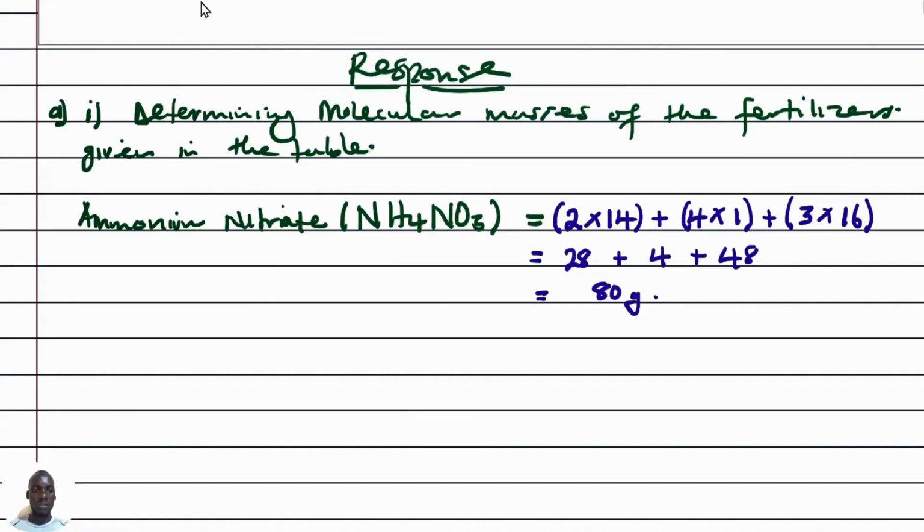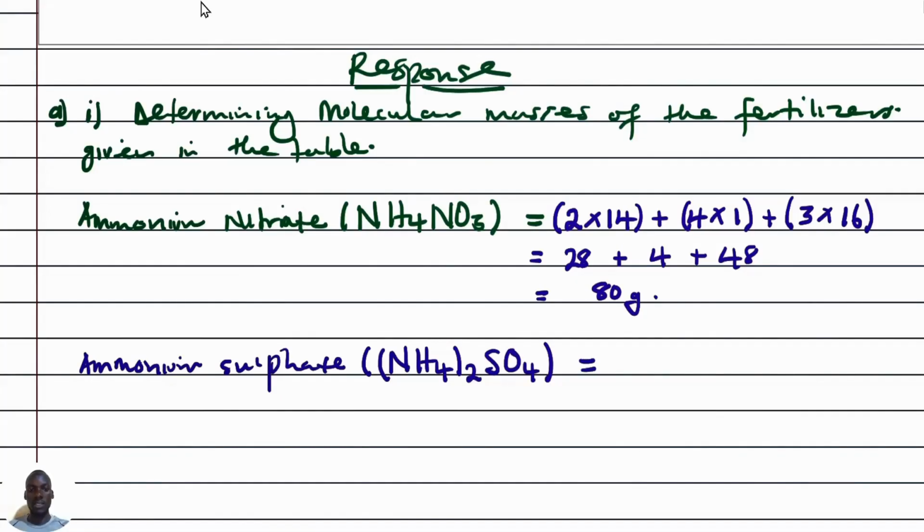We can now go to the next fertilizer, which is ammonium sulfate. Ammonium sulfate has this formula. We have a 2 here, then the sulfate. So this is the formula. Then we have to calculate its mass.